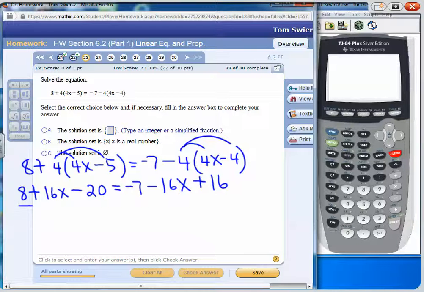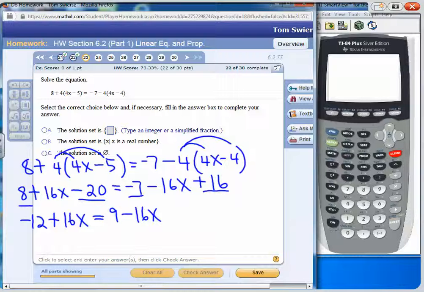We can combine 8 minus 20. If you do it on your calculator, 8 minus 20 is a negative 12, right? Add the two terms together, or subtract them because they're unlike, and take the sign of the larger absolute value. Okay, and then on the right side, again, negative 7 plus 16. You do it on your calculator. 16 minus 7 is 9. So we get 9 minus 16x when we combine those terms.